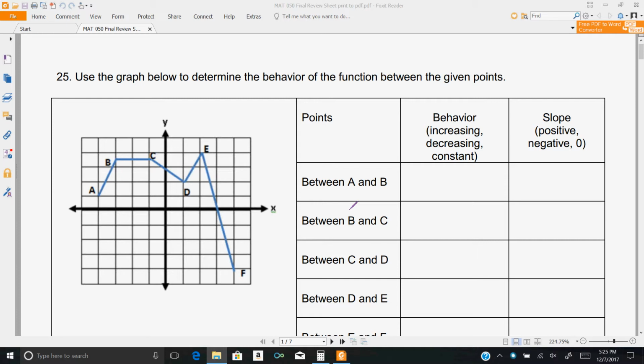Question 25 is just asking us what's happening on the graph. So determine the behavior between the points. From points A to B, is it increasing, decreasing, or constant? You can see that it is increasing. And is the slope positive or negative? If it increases as you go to the right, then it is positive.